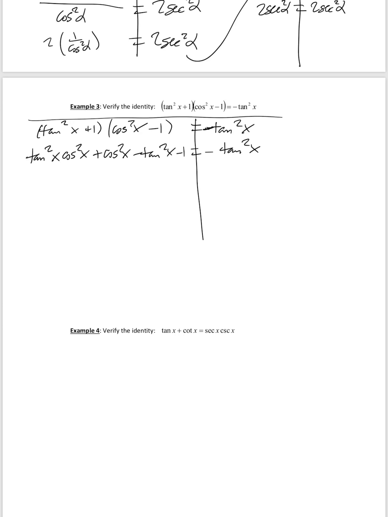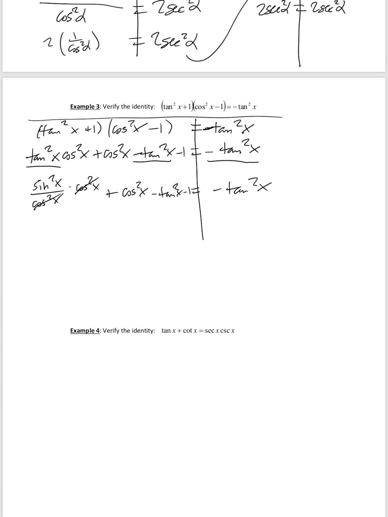Okay? And now I see this minus tangent squared, and I know that's what I want to end up with. So I'm going to leave that there. I'm not going to change that. However, I see this tangent squared over here, and I am going to change that, just so that I can keep trying to simplify. So this tangent squared turns into sine squared over cosine squared times cosine squared plus cosine squared minus tangent squared minus 1 equals negative tangent squared x.